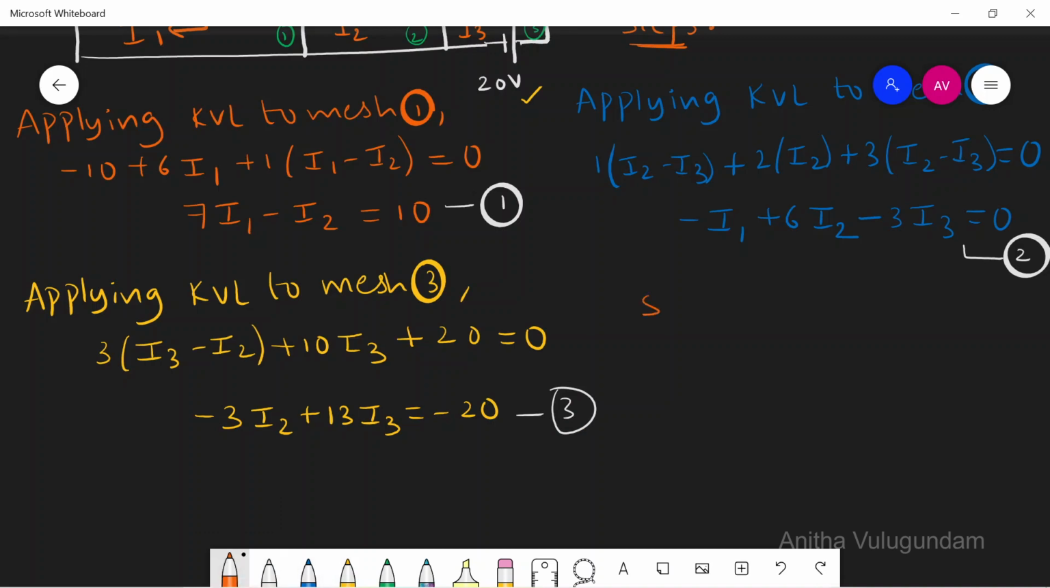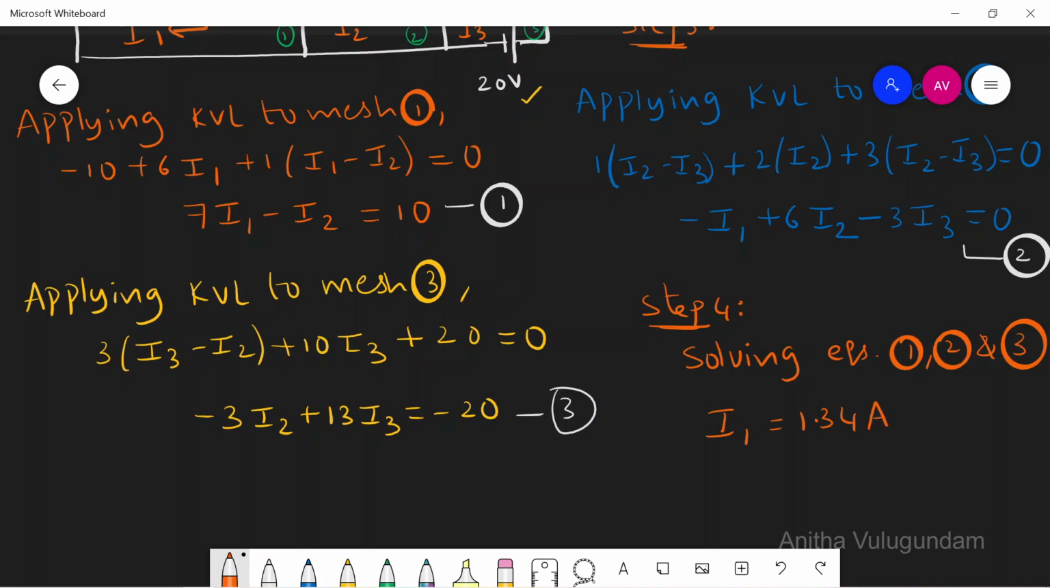Next step. Step 4. Solving equations 1, 2 and 3 to obtain mesh currents. By solving these equations, we can obtain I1 equal to 1.34 amp, I2 equal to minus 0.62 amperes, and I3 equal to minus 1.68 amperes.